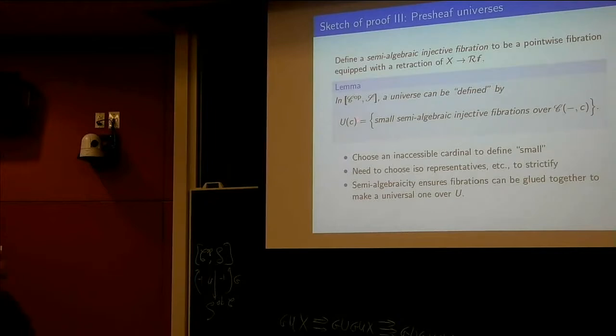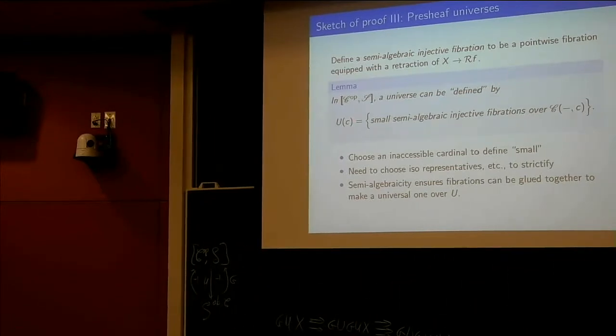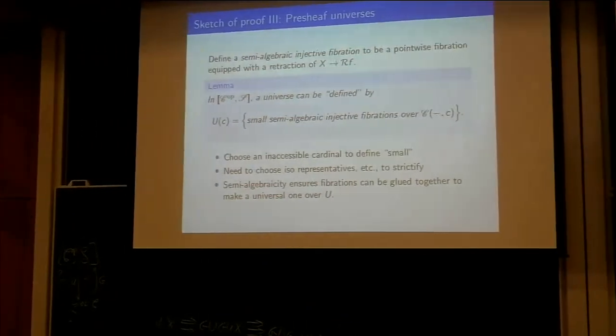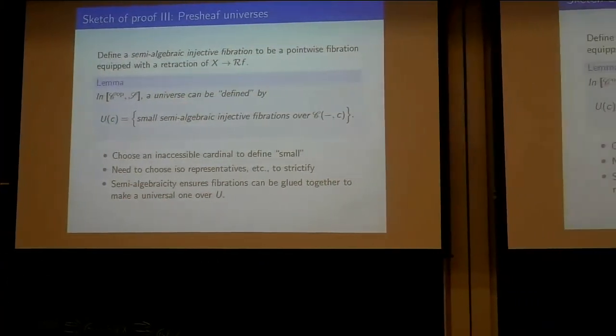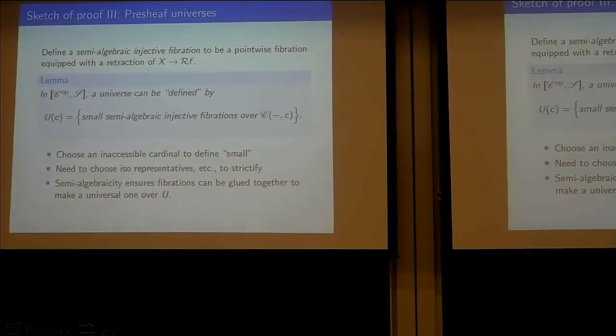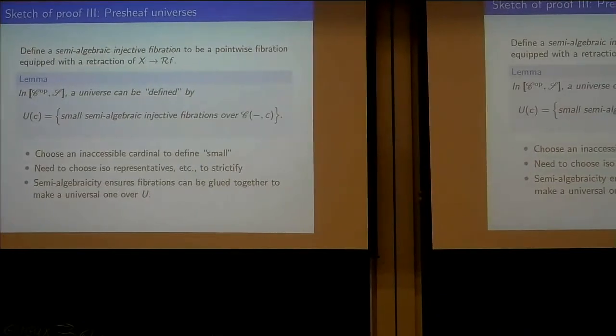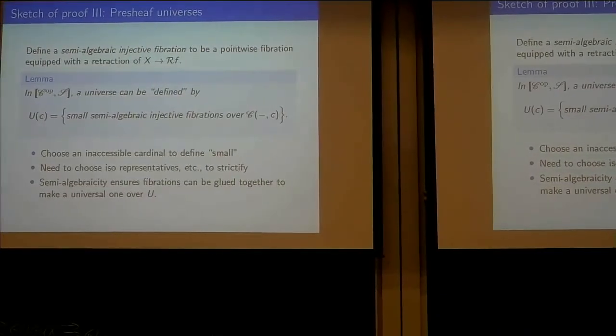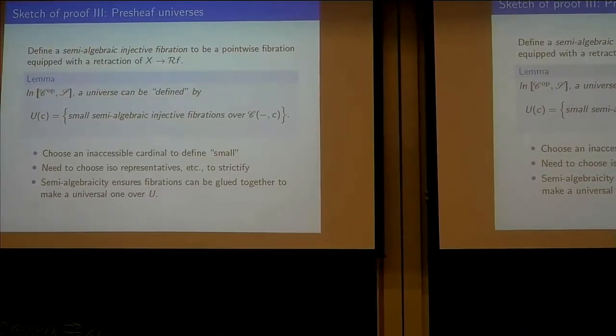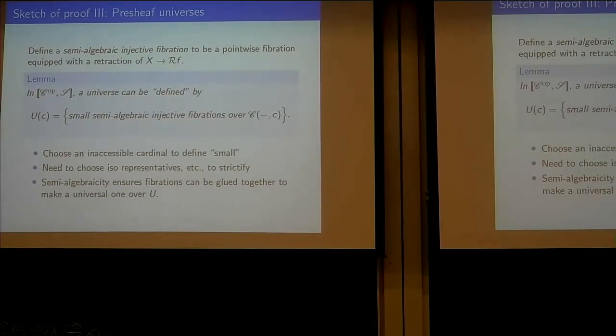Okay, so in a presheaf category, there's an obvious way to define a universe of some kind of fibration, which is to say, well, I'm defining a presheaf, so I have to define its value at each object. I'll define its value at each object to be the set of fibrations over that corresponding representable. That's what it has to be if it's going to classify these things, and that's what Voevodsky did, and that's what we've all done in these other models. So I'm going to do the same thing here, except that I use this algebraic structure. So U of C is the set of small semi-algebraic injective fibrations over that corresponding representable.